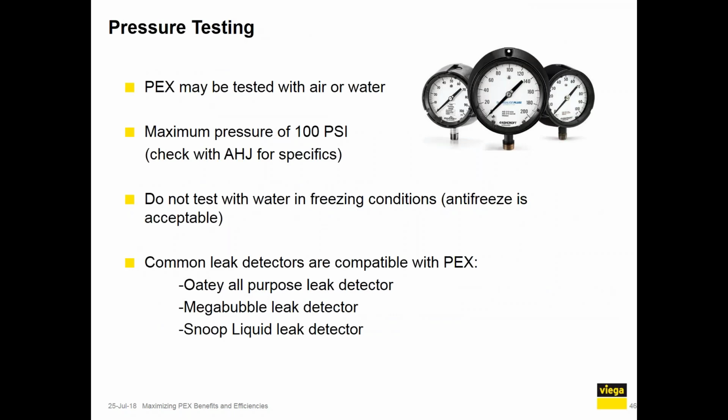Pressure testing. PEX can be tested with air or water, so while it's not approved for a compressed air installation, you can test it with air, and it's advised to test it with air when you're in a freezing condition area. The maximum pressure is 100 PSI, but always check with your local AHJ. And then there's several leak detectors that can be used, including Odie's all-purpose leak detector, Mega Bubble, Snoop Liquid, and others. Those can also be submitted for chemical compatibility via our technical services department.